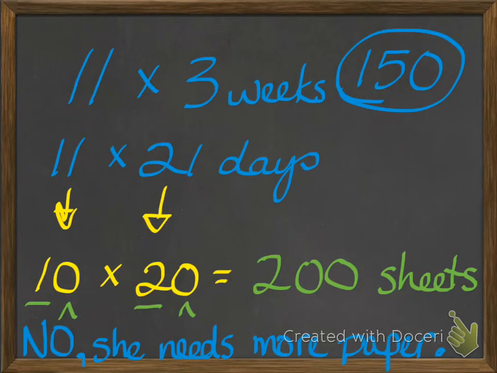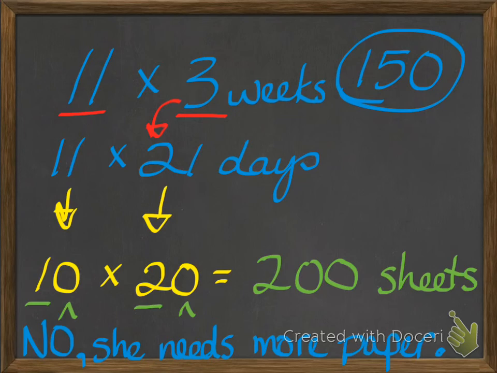Okay, so I'm going to have to multiply 11 pieces of paper every day times 3 weeks. But I can't just multiply 11 times 3 weeks because I have to think about how many days there are in 3 weeks. So 1 week has 7 days, so 7 times 3 would be 21. So 11 times 21 is what I'm really going to multiply. But I can't multiply 11 times 21 in my head.